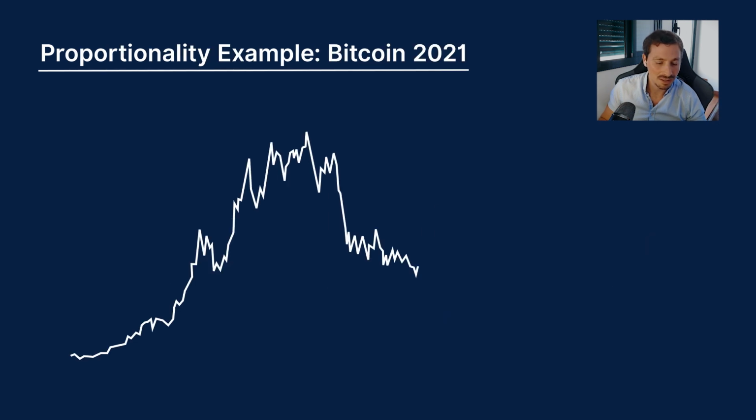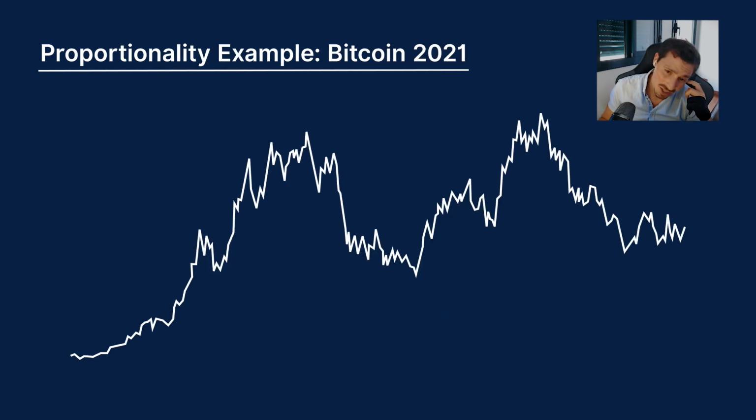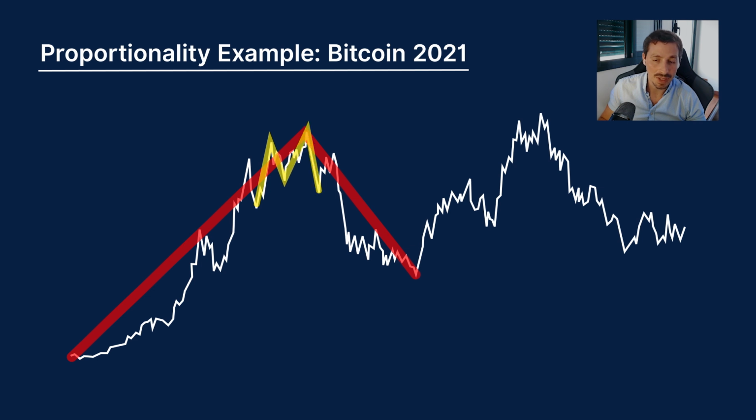And here's an example. I believe this is Bitcoin in 2021. This is a yearly cycle. This is the next one. You can see that prices moved a lot more in this red highlighted cycle than they have in this one or in this one. This is a direct result of the principle of proportionality. The longer the cycle, the more meaningful it is.